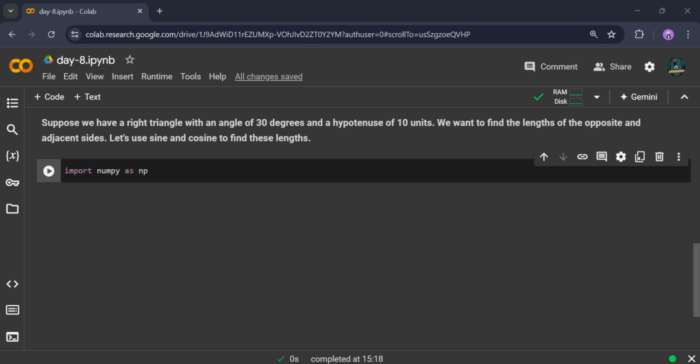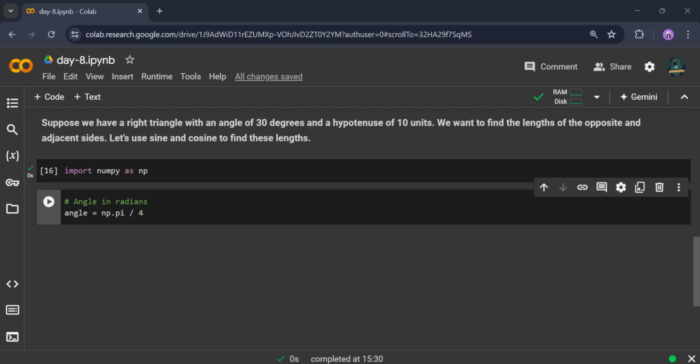First, we need to import the NumPy library. This library helps us perform mathematical calculations easily. Import numpy as np. In trigonometry, angles are usually measured in radians. We need to convert 45 degrees to radians. NumPy has a function for this, but since 45 degrees is pi by 4 radians, we will use that directly. angle = np.pi / 4.